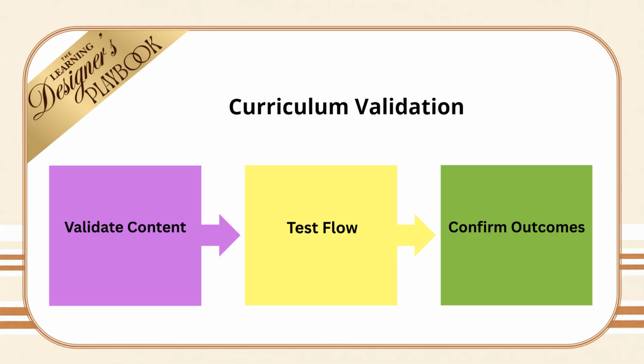Engage subject matter experts to confirm technical accuracy. Document adjustments and lessons learned for continuous improvement. Communicate validation outcomes to stakeholders for transparency. Incorporate iterative feedback loops to refine curriculum continuously. Proper validation ensures a smooth, effective learning experience that meets objectives.